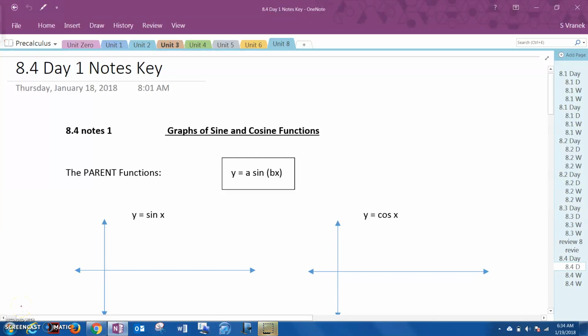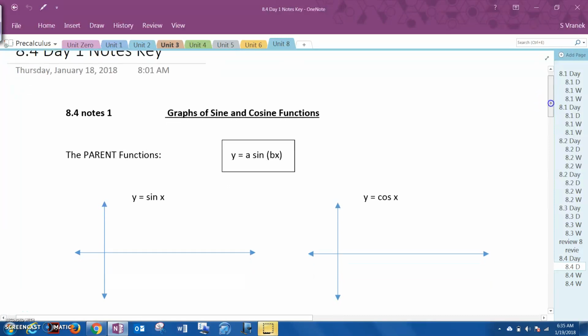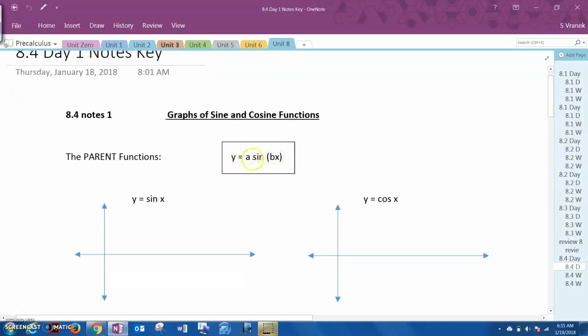Alright class, today we're going to look at graphing trig functions. So first ones we're going to look at are graphs of sines and cosines, and we're only going to deal with, if you remember, the stretching and compressing from horizontal and vertical. So if we look at the parent functions, we have y equals sine of x and y equals cosine of x. We'll graph those in a minute.